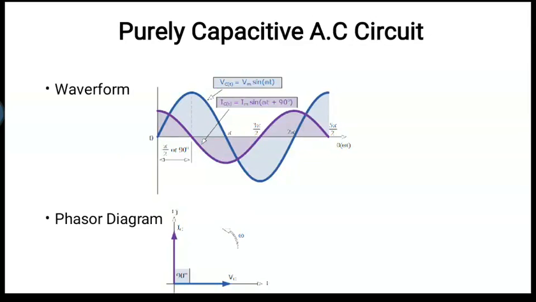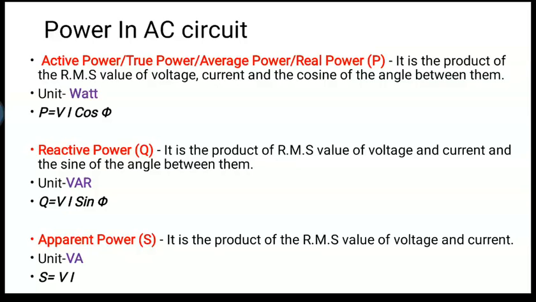Okay, now let's go to the next topic. What are the different types of power in the AC circuit? Basically there are 3 main types of power in the AC circuit. First one is active power, right? In a DC circuit we have only one power, VI, the product of voltage and current, because there was no phase difference. But here there is a phase difference, so we have different types of power.